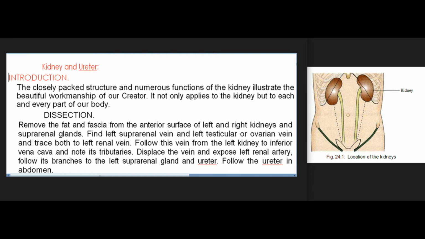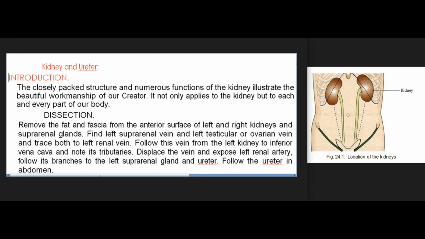Dissection. Remove the fat and fascia from the anterior surface of left and right kidneys and suprarenal glands. Find left suprarenal vein and left testicular or ovarian vein and trace both to left renal vein. Follow this vein from the left kidney to inferior vena cava and note its tributaries. Displace the vein and expose left renal artery, follow its branches to the left suprarenal gland and ureter.